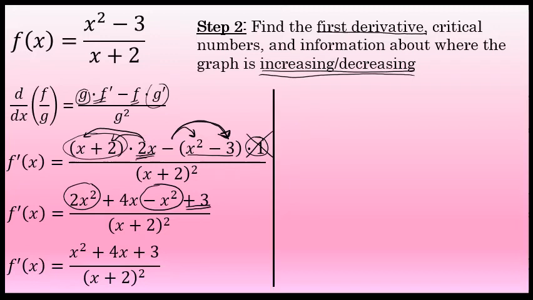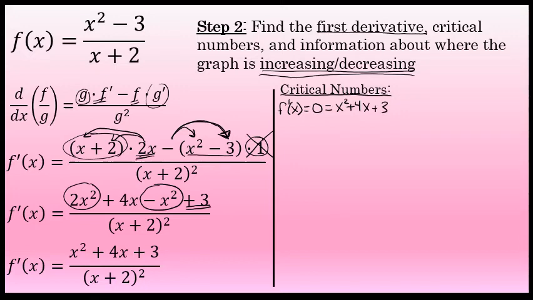Now the first derivative can be used to find what are known as critical numbers. And critical numbers are x values where the graph could possibly change from increasing to decreasing. Critical numbers occur where the first derivative is equal to 0 and where the first derivative doesn't exist. The first derivative is equal to 0 when, in the case of a fraction, the numerator equals 0. The only way a fraction can be 0 is if the numerator is 0, if you have 0 divided by a number. So let's set this numerator equal to 0, x squared plus 4x plus 3. A quadratic, in this case, is equal to 0.